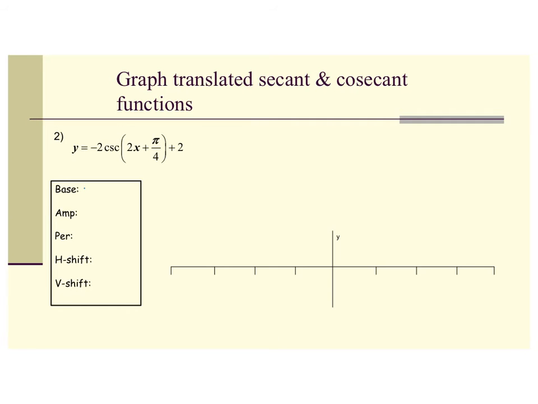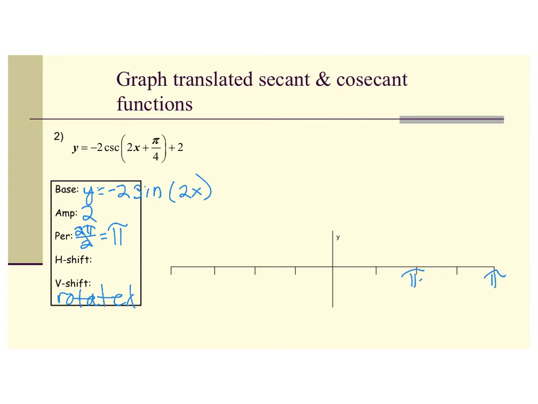Okay, the base function is y equals -2. Cosecant gives me sine of 2x. That's my base function. Amplitude is 2. The negative means rotated. The period is 2 pi over 2, so it's just pi.